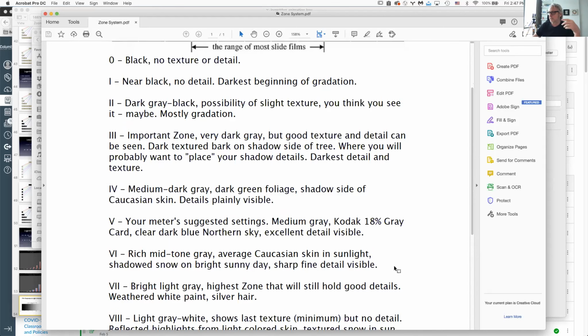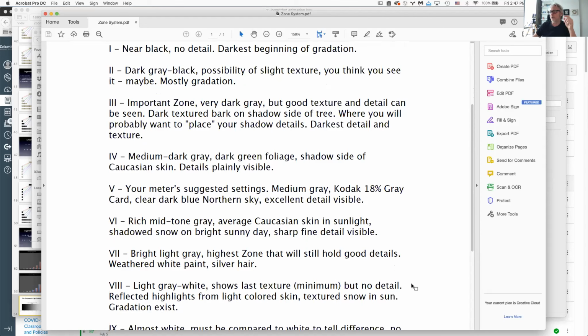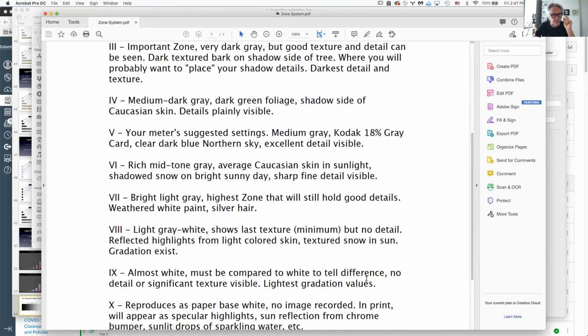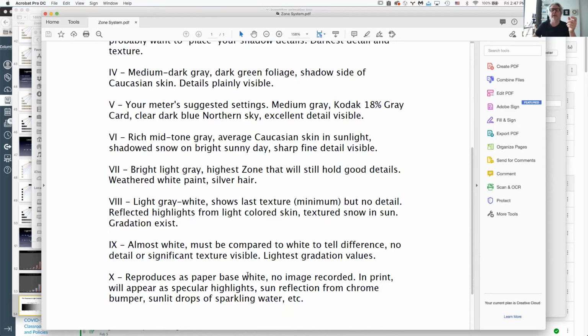Zone 8 then starts to get lighter. And again, you really don't know that there's detail there. You have some sense of gradation. Zone 9 is almost white. And then zone 10 is paper white. Those are the 10 zones.